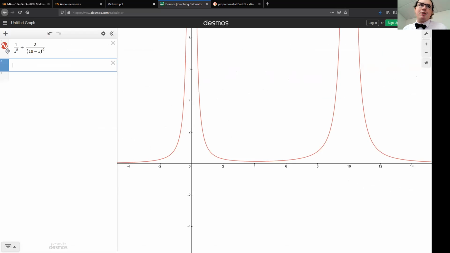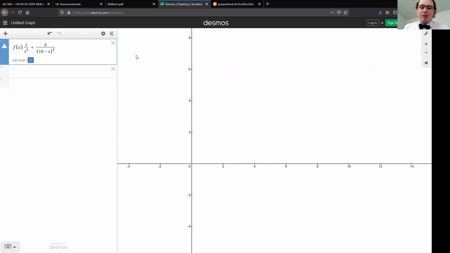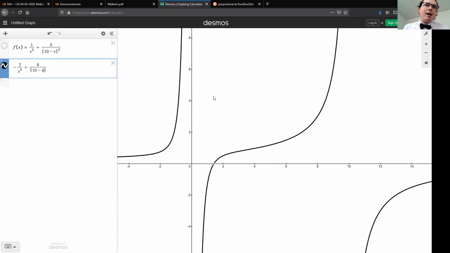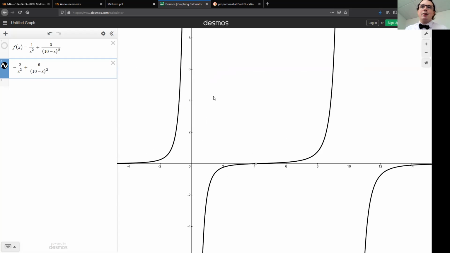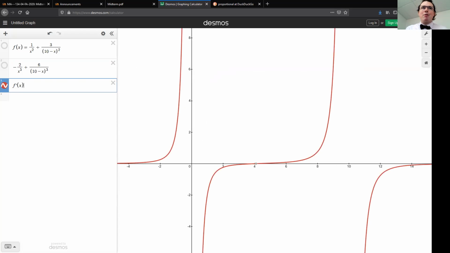Here was my original function. And if I want the derivative of this, we calculated this in my previous video clip. And we got -2 divided by x cubed plus 6 divided by (10 minus x) all cubed. And just to double check, Desmos can calculate that derivative for us. And hey, it's exactly the same picture.